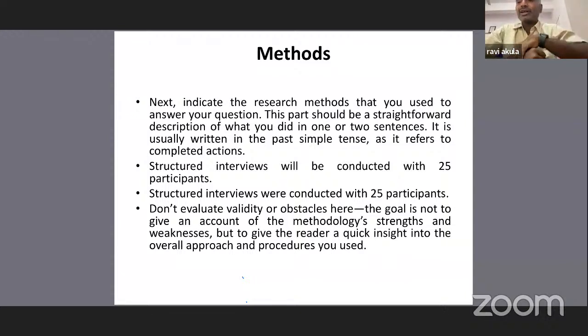Whether the data was collected through observations or questionnaires or interviews, person-to-person interviews or telephonic interviews. So what is the method you have followed to capture the data, and what are the tools used to analyze the data? What are the tests conducted to validate the data? What are the tests conducted to infer the information and summarize the findings? So all these parts will be mentioned under the heading of methodology or methods.